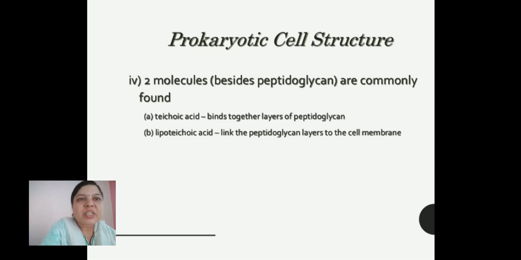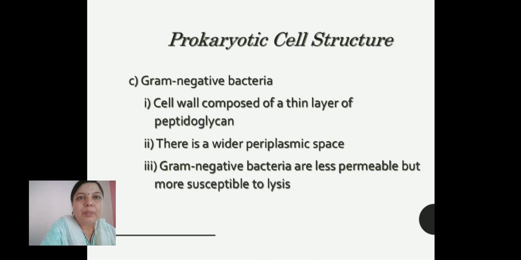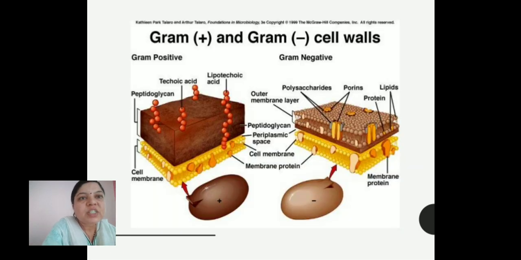Two molecules besides peptidoglycan are commonly found: teichoic acid, which binds together the layers of peptidoglycan, and lipoteichoic acid, which links the peptidoglycan layers to the cell membrane. Now in the case of gram negative bacteria, the cell wall is composed of a thin layer of peptidoglycan, there is a wider periplasmic space, and gram negative bacteria are less permeable but more susceptible to lysis. So this is the exact difference. You will understand the difference between gram positive and gram negative cells.